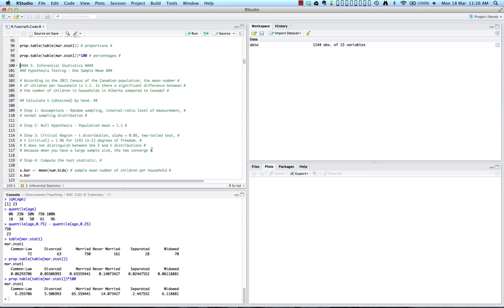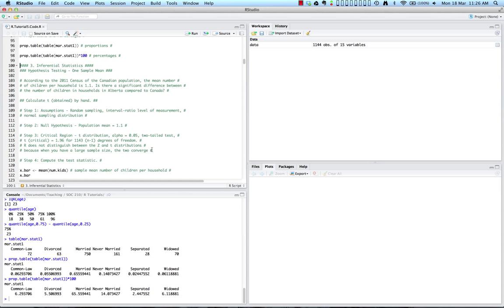We're going to assume that we have a random sample and that we have interval ratio level of measurement since our variable is number of children per household. And we'll also assume a normal sampling distribution. In step 2, we'll state our null hypothesis, which is that our population mean mu is equal to 1.1. Our alternative hypothesis in this case would be that mu is not equal to 1.1.